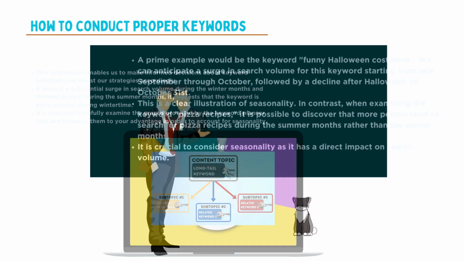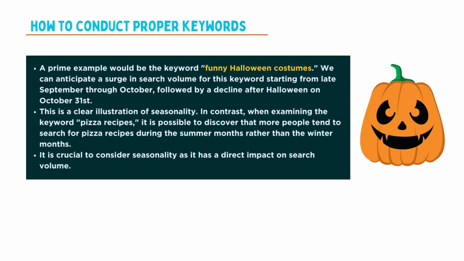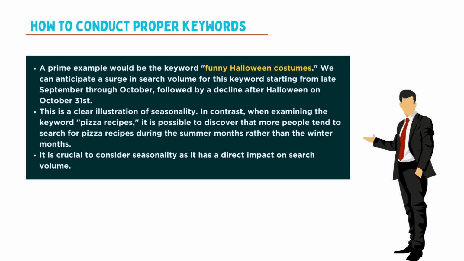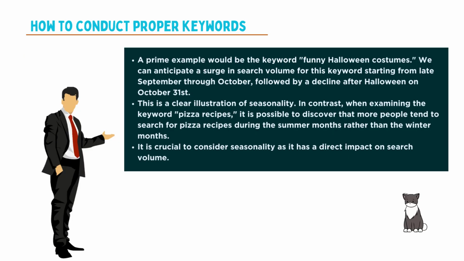A prime example would be the keyword funny Halloween costumes. We can anticipate a surge in search volume for this keyword starting from late September through October, followed by a decline after Halloween on October 31st. This is a clear illustration of seasonality. In contrast, when examining the keyword pizza recipes, it is possible to discover that more people tend to search for pizza recipes during the summer months rather than winter months. It is important to consider seasonality as it has a direct impact on search volume.